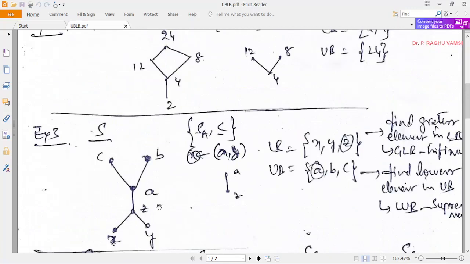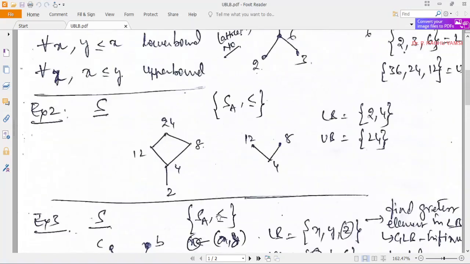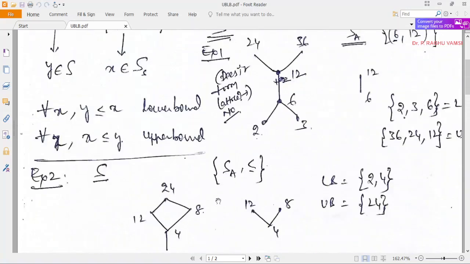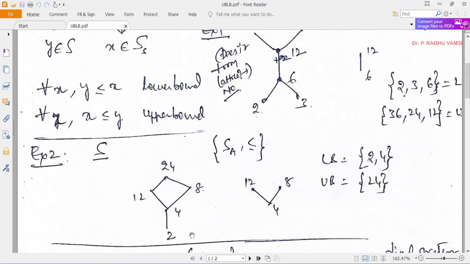While coming to this diagram, for the pair A comma Z, it is giving you the upper bound and lower bound. But for A comma B, this diagram will not provide you the upper bound. That is the reason this diagram will also not form a lattice. And for this diagram, for every pair, we will get the lower bound and upper bound. If you calculate on paper, you will come to know that for every pair we get the lower bound and upper bound, and this diagram will form a lattice.